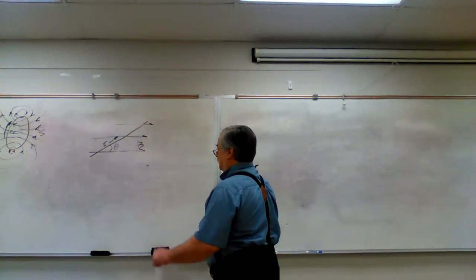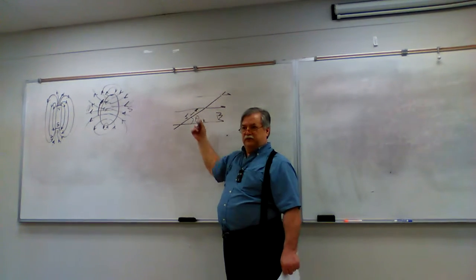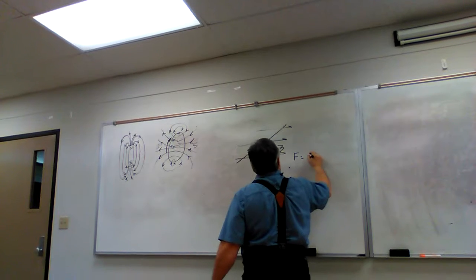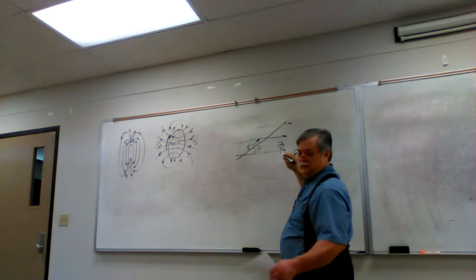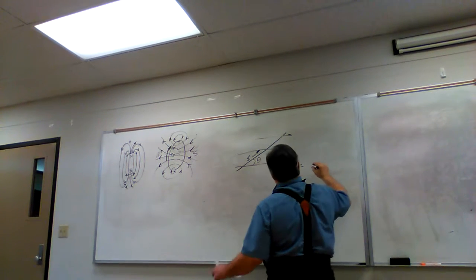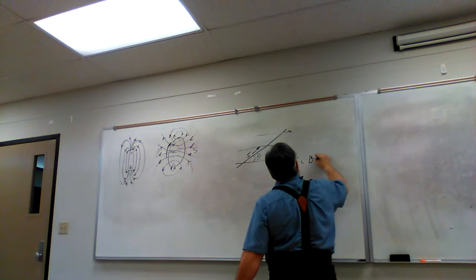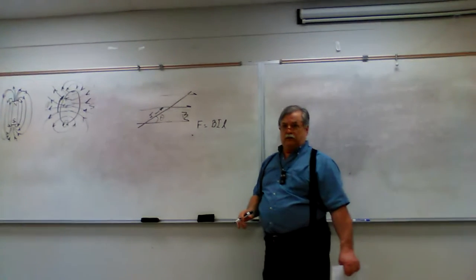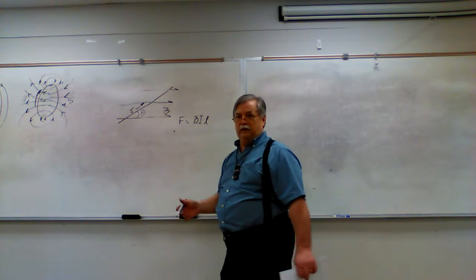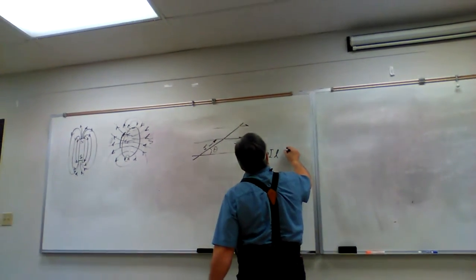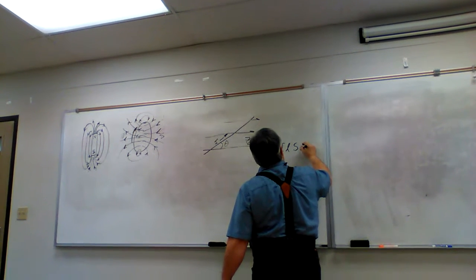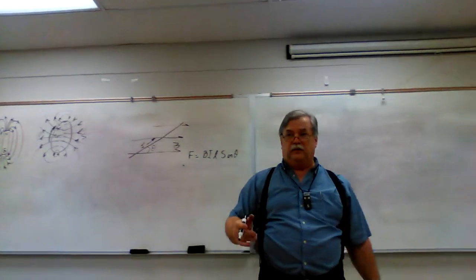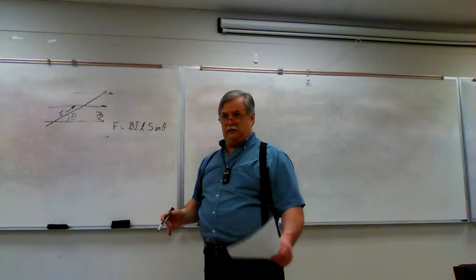Who remembers the force that that magnetic field is exerting on that wire? Times the length of wire exposed to the field, because it's actually force per unit length. But it's B times I times L times sine theta. It's the perpendicular component of that magnetic field.